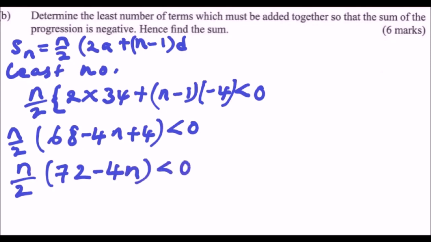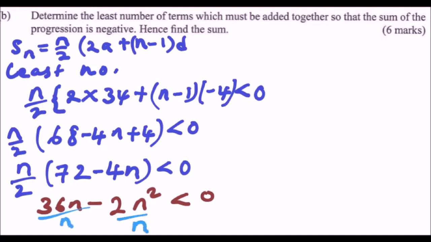From there, once you open the bracket, you get n times 72 over 2, that will give you 36n minus, this is n times 4n over 2, that is 2n squared. 2n squared must be less than 0. When you divide throughout by n, you divide by n, divide by n, divide by n. So here n will disappear, and here when you divide 0 by anything it is 0. So therefore we'll be left with 36 minus 2n is less than 0.